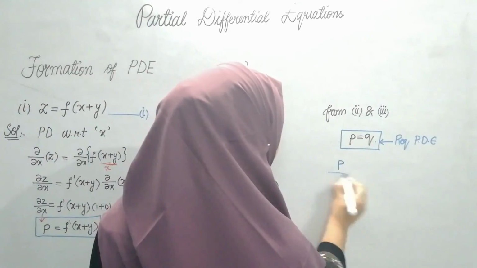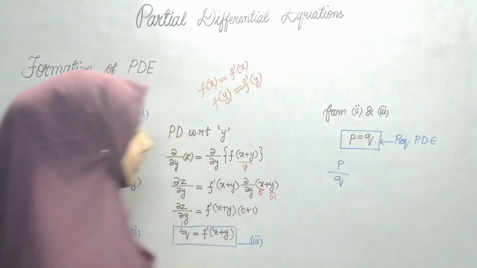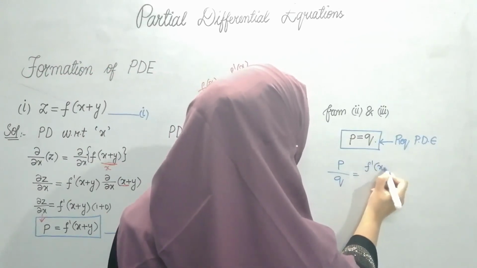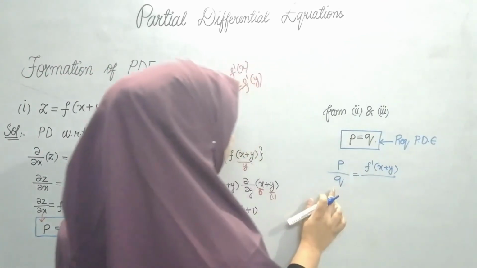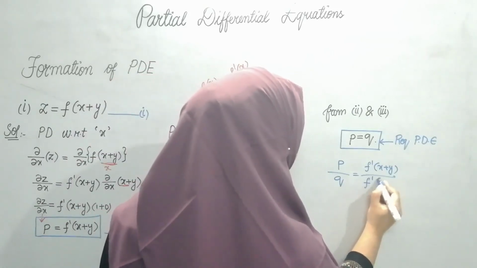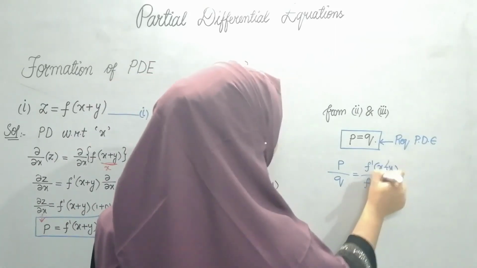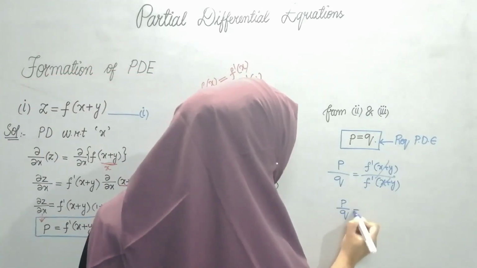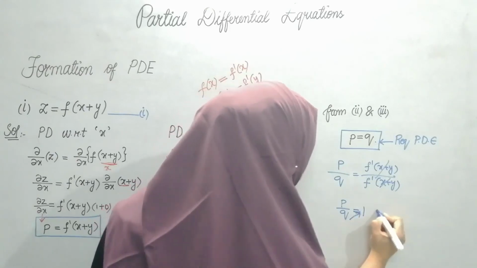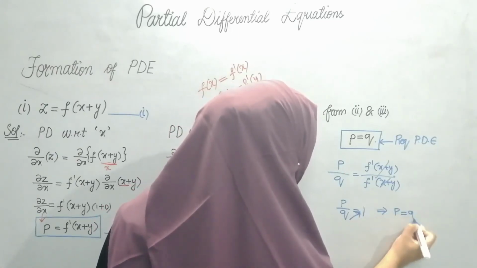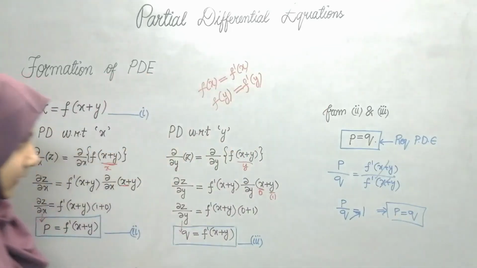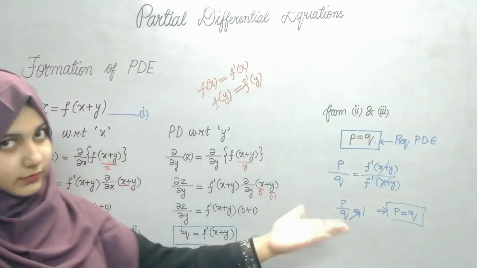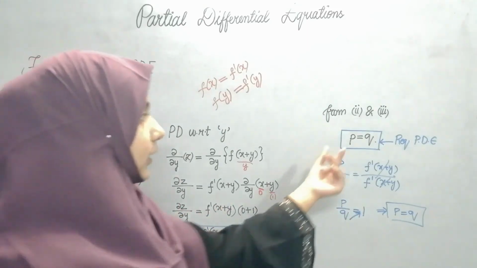I can divide P by Q. I can divide equation 2 with equation 3. So equation 2 is P is equal to f dash of x plus y, right? And equation 3 is the same, Q is equal to f dash of x plus y. So this x plus y, this x plus y gets cancelled. I'll have 1. So P by Q is equal to 1. This Q will be cross multiplied, so I'll get P is equal to Q. Same thing. I can directly write P is equal to Q, or I can divide it and do this. Either of the ways. So here we got P is equal to Q.